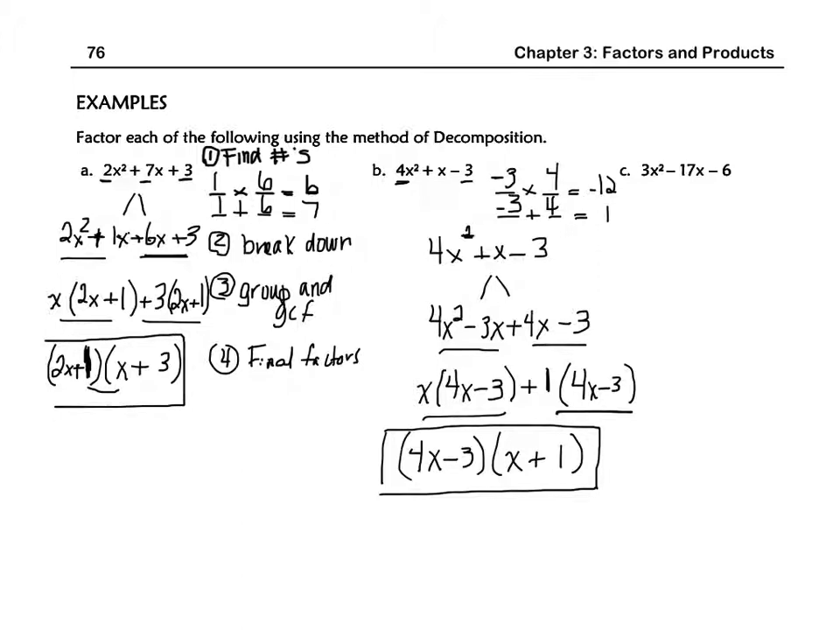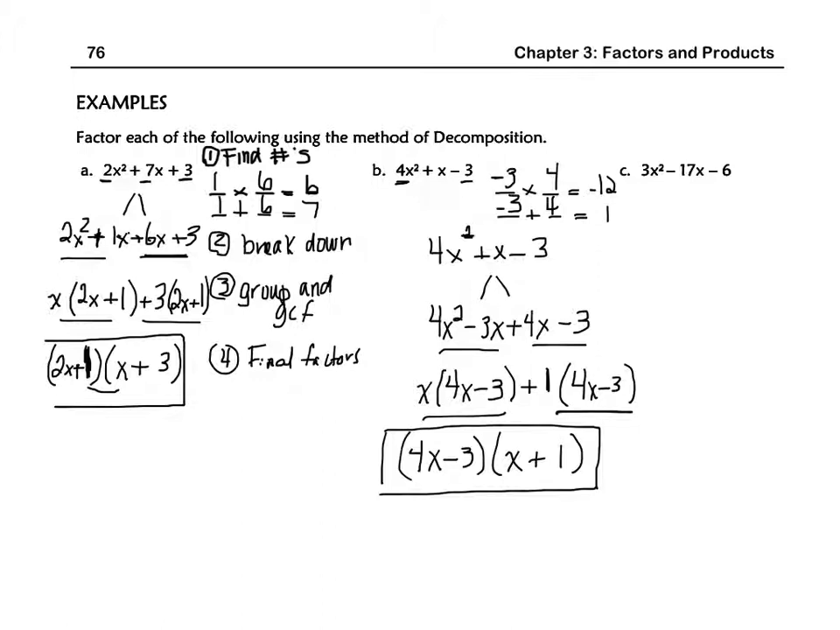Okay? And if you just do a quick check in your head to see if that does multiply out to give you what you started with, 4x times x will give you 4x squared, plus 4x minus 3x will give you positive x, and then minus 3 times 1 will give you the negative 3. So they are the correct factors.